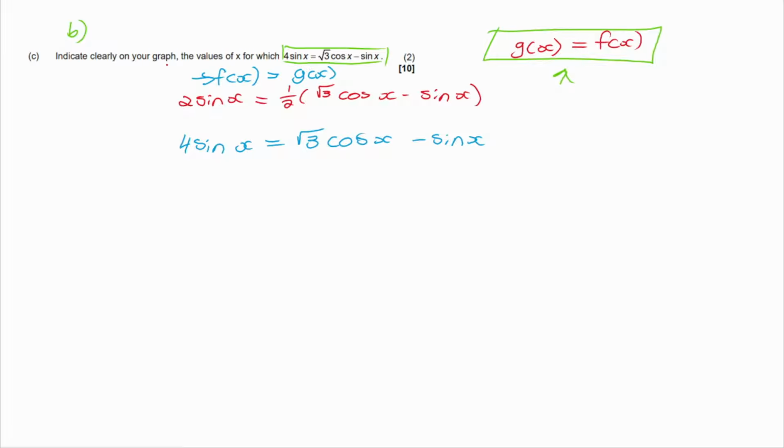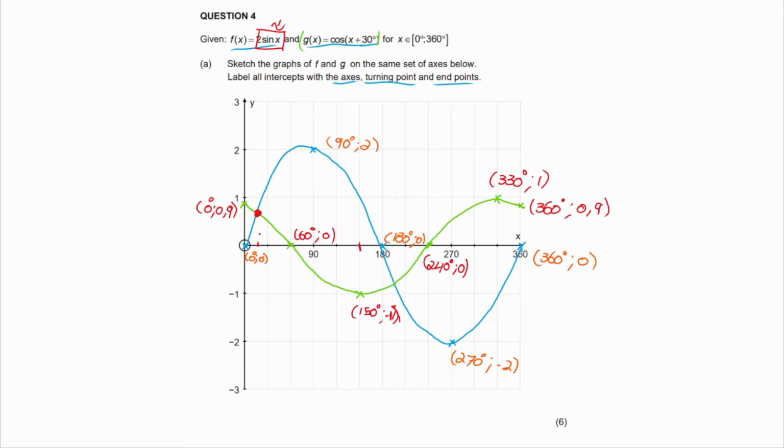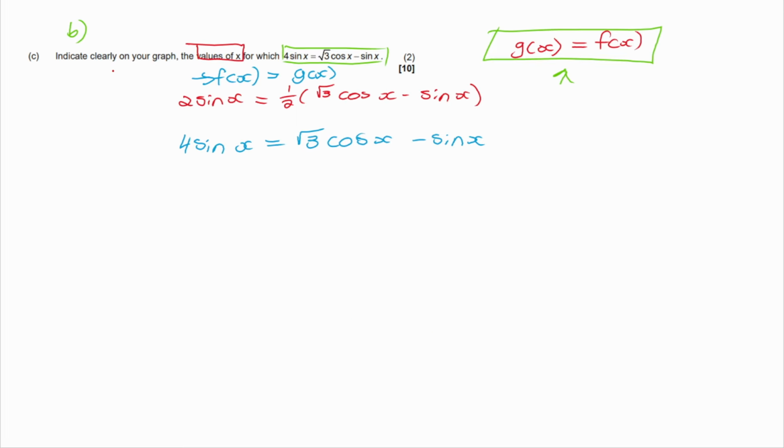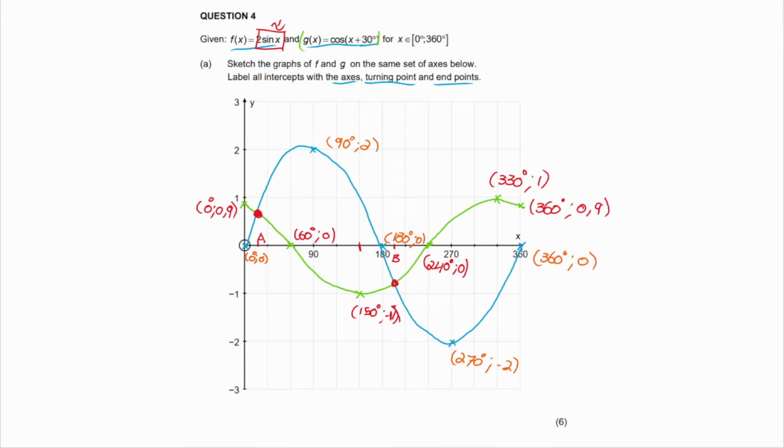Just also be careful. They say clearly indicate the values of x. So you're going to have to show on the x-axis that this is one of the points where they're equal to each other, and here's the other point over here, B. You have to say where you would read off the values of x. You just need to indicate where this happens. You don't actually have to solve for the number. You just need to show that we need to read off these x values.